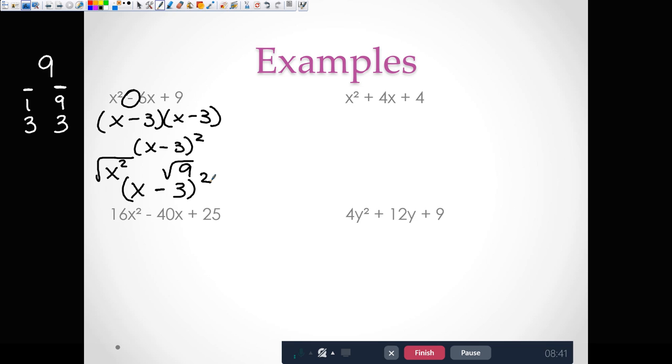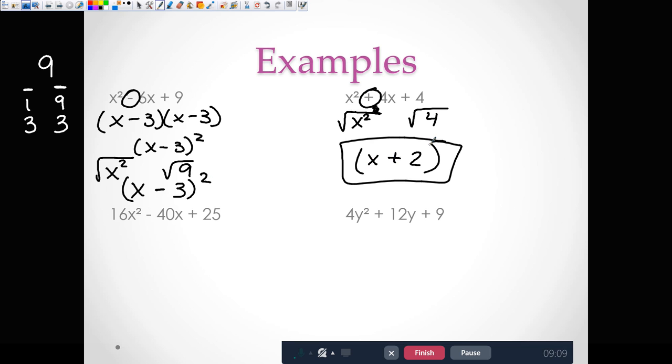However, on your test, you may not identify that it is, which is fine, just use the normal method. But we can use the shorter method. So if we square root the first term, and we square root the last term, what is x squared square rooted? x. And what is 4 square rooted? 2. And then we use the sign from the middle. And square, sorry, you have to square.